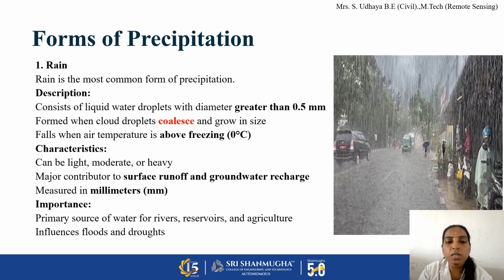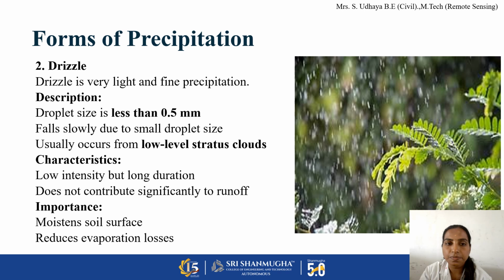And the importance of rainfall: it is a primary source of water for our surface water bodies like rivers, reservoirs, and mainly for irrigating the agricultural lands. And it is one of the major sources which influence the occurrence of floods and droughts.